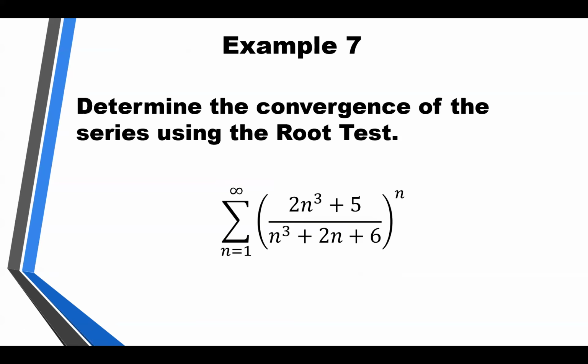Infinite sum of the ratio 2n to the third plus 5, all divided by the denominator n to the third plus 2n plus 6. And that entire ratio is being raised to the nth power. You can think about this in light of what we just said and try to determine if this would converge or diverge.